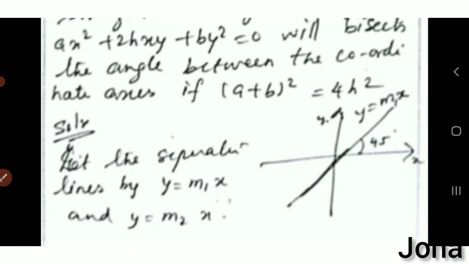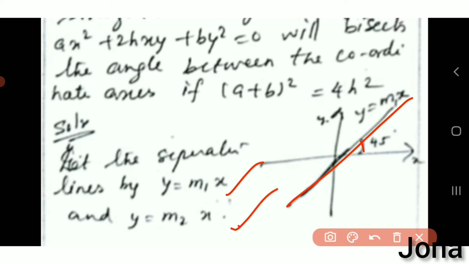Okay, so let me separate the equations. Here already we got this y equal to m1x is the equation for the straight line there. So along with this x-axis makes the 45-degree angle there. So we can let the separate lines be y equal to m1x and y equal to m2x.